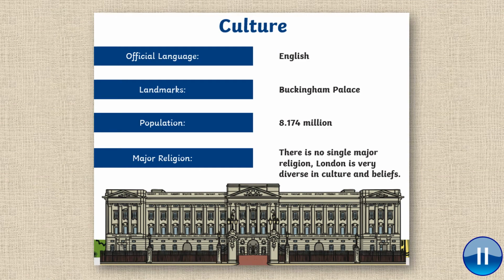So the official language is English. The landmarks that are in London, the main landmark is obviously Buckingham Palace. Its population is 8.174 million people. And the major religion, there is no single major religion. London is very diverse in culture and beliefs. There are lots of different people from lots of different places in the world that live in London.